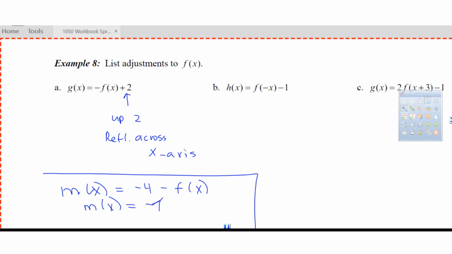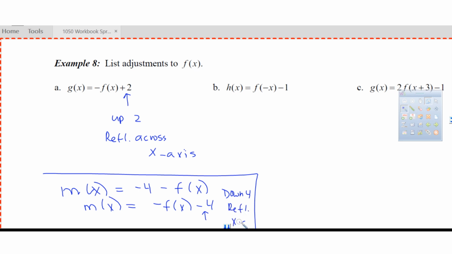So I'm going to write that as negative f of x minus 4. Now let's do it. So the negative 4 does what, everybody? Down 4. And the negative in the front does what? Talk to me, guys. Reflect x, right?